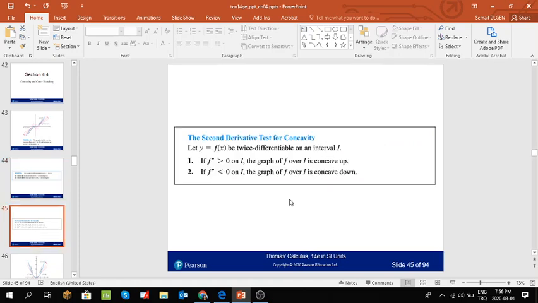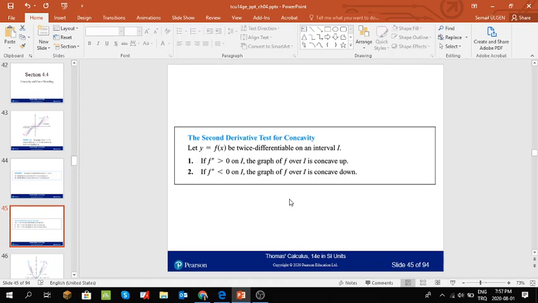In the previous section we learned about the first derivative test. Now in section 4.4 we have a second derivative test, and this second derivative test is about concavity. It is going to tell us when the graph of the function f of x is concave up or down.